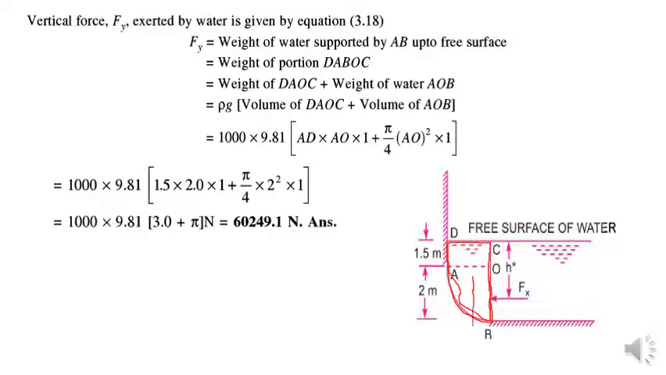So here you have this complete area that is enclosed by the water for the curved surface. So here you can say the Fy is going to act downward. So Fy will be equal to the weight of this water that is enclosed by this total area. So the total portion DABOC, so it will be DABOC. So this is an enclosed area.